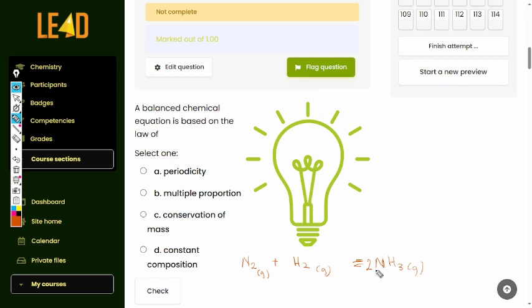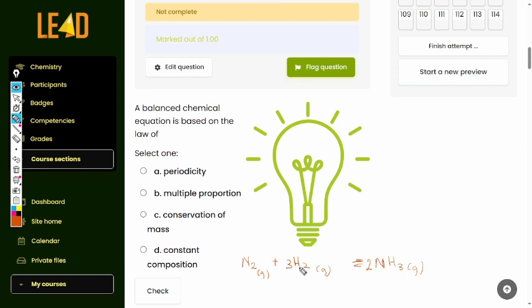But then the atoms of hydrogen on the right hand side is now 2 times 3, which is 6. But on the left hand side we only have 2, so we put a multiple of 3 here, such that 3 times 2 would give you 6. Now this is balanced. So what this tells us is that the number of atoms we started with should be equal to the number of atoms we end with after the equation.